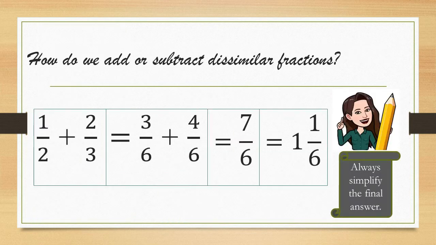Following the said steps, let us add 1/2 and 2/3. Change into similar fractions, which will give us 3/6 and 4/6. Add the numerators and copy the denominator. The answer is 7/6. Remember, always simplify the answer. Since the answer is an improper fraction, change it into a mixed number. Therefore, 1/2 plus 2/3 is equal to 1 and 1/6.